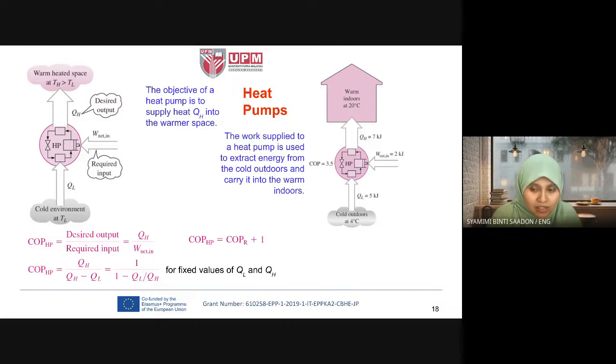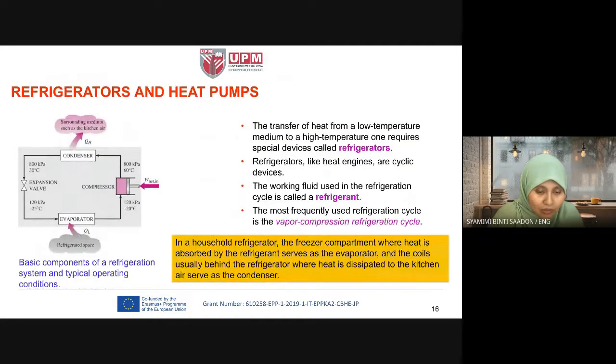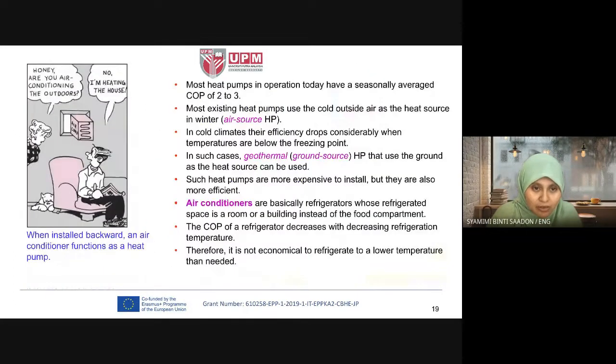So it is the opposite of the normal heat engine, so it can be higher than 1. When installed backward, an air conditioner functions as a heat pump. So the refrigerator and heat pump functions are opposite of each other also.